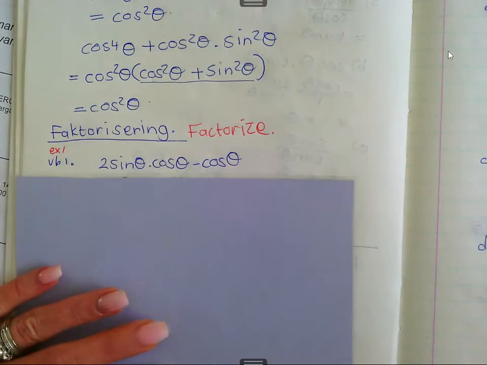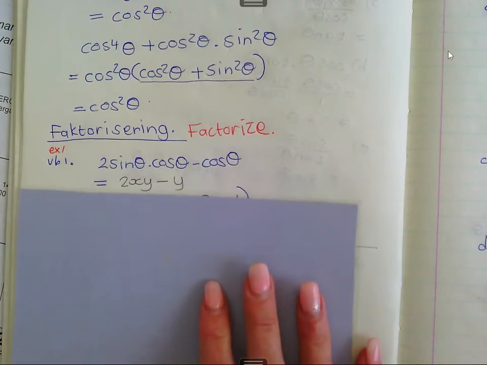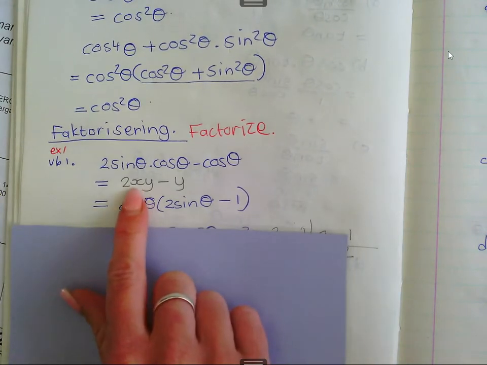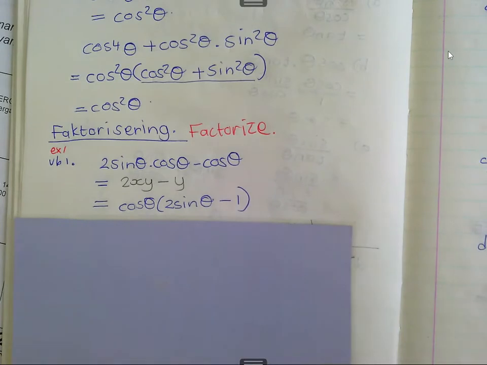2 sin theta cos theta minus cos theta. Who can tell me what type of factorization I can do here? What can I take out? Cos theta. Do you see both terms have got the cos theta? If you take out the cos theta, I would have 2 sin theta minus 1.